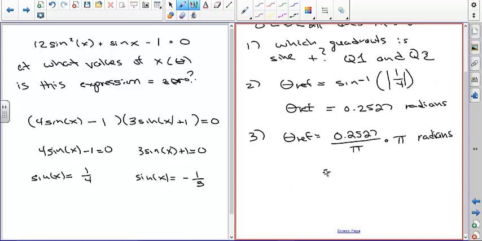So what we're really doing is just this calculation. Divide by pi, and I get 0.0804 pi radians. That doesn't look like anything familiar.